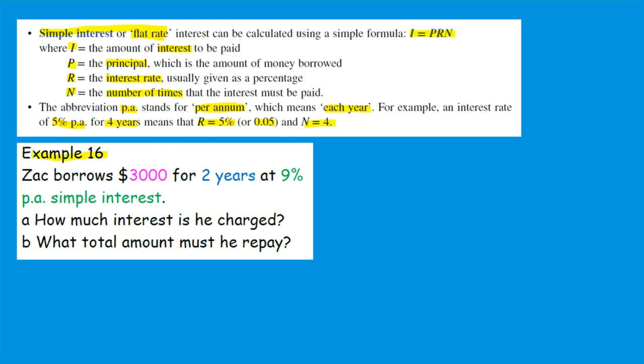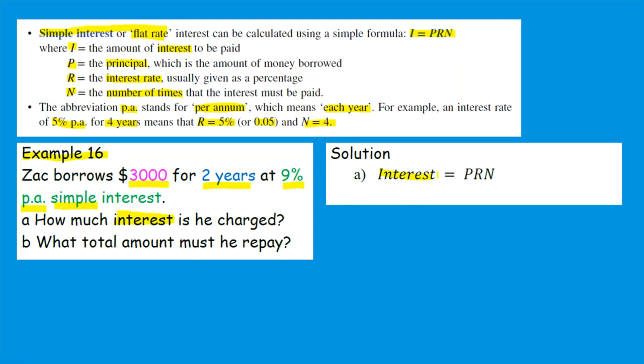In example 16, you can see that Zach borrows $3,000 for 2 years, with 9% per annum simple interest. So simple interest is a key phrase here, and we're looking for per annum as well. First of all, how much interest is charged?